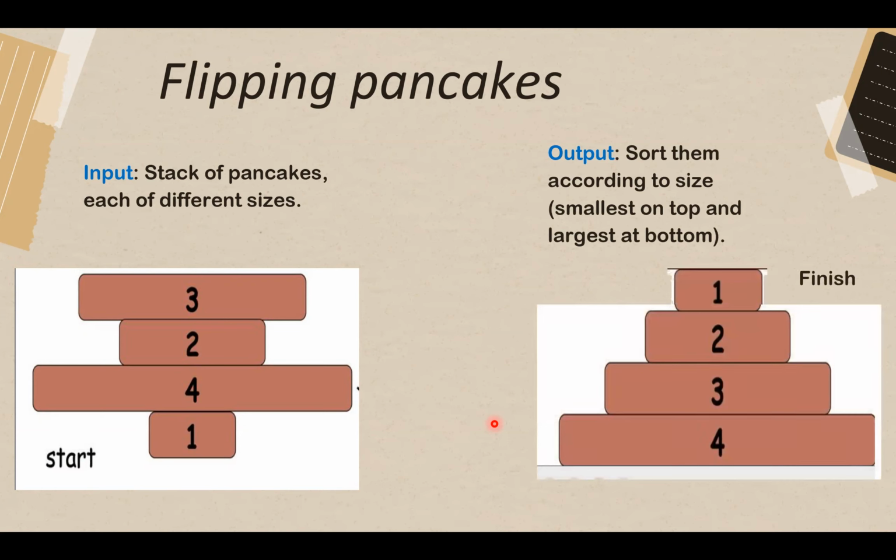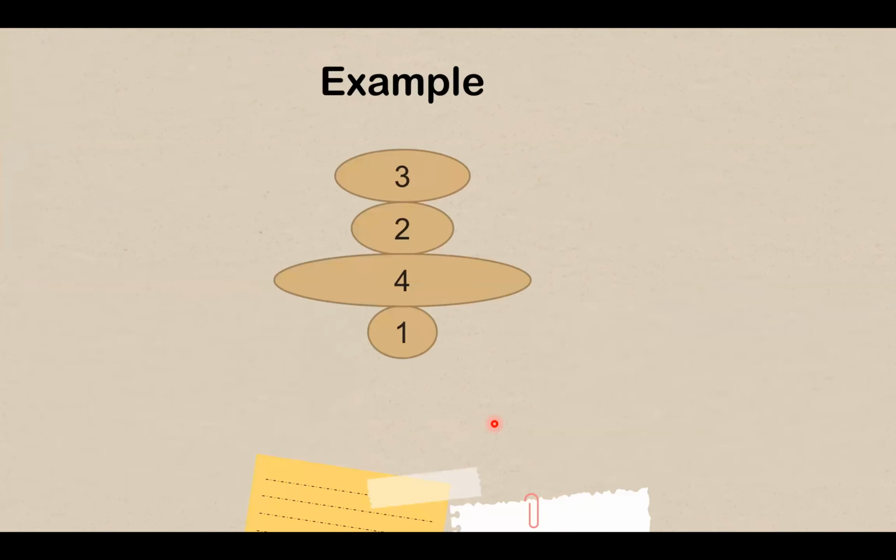And I should only use one operation, which is the flip operation, which means to reverse the array from index 0 to index i. And I will show you how to do so in this example. But before doing the example, we should understand the base case in this problem. The base case is when I only have one pancake, then that pancake is already sorted. In this example, I have 4 pancakes.